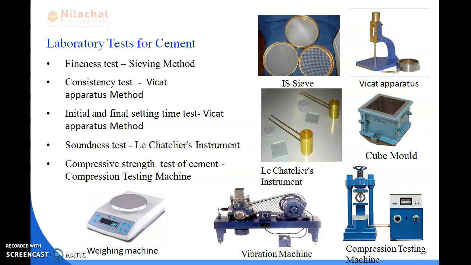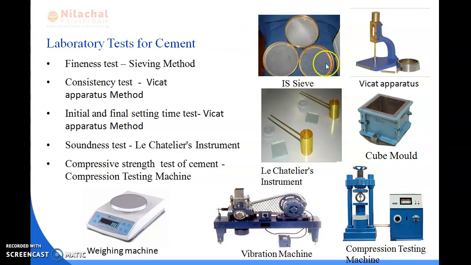Next, we will be dealing with the laboratory tests of the cement. I have discussed the first test, that is the fineness test. It is mainly done to check the proper grinding of the cement. The fineness test of the cement is mainly done by the sieving method, or another method, that is the air permeability method. Okay, so we mainly do it by the sieving method.